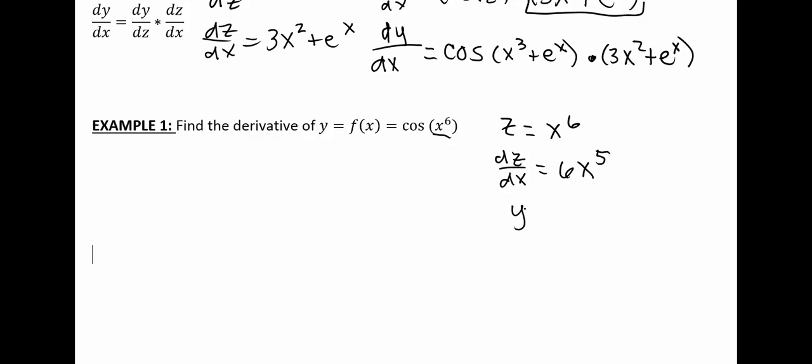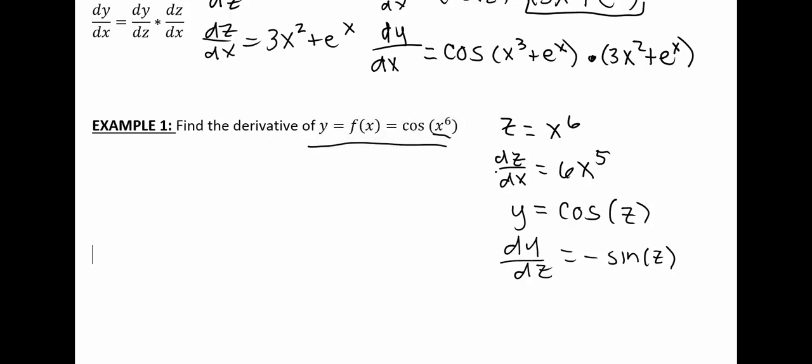Additionally, I want to rewrite my original function with a z in it. So here, instead of cosine of x to the sixth, I have cosine of z. I also need dy dz, the derivative of y with respect to z. The derivative of cosine is negative sine. So now, to get dy dx, the derivative I want, I can multiply the two derivatives that comprise the chain rule. So I have 6x to the fifth times negative sine z.